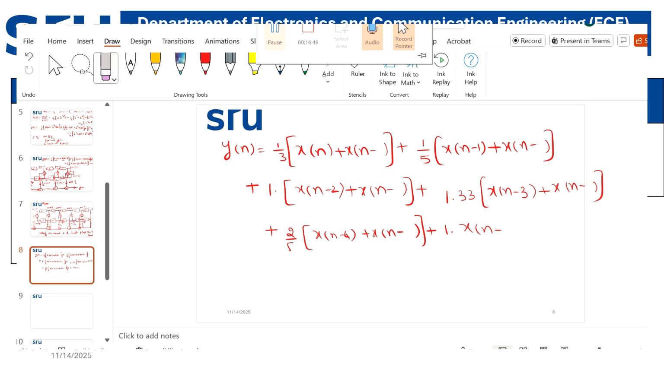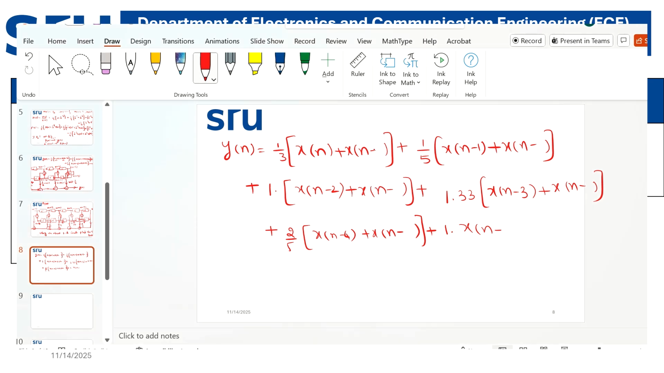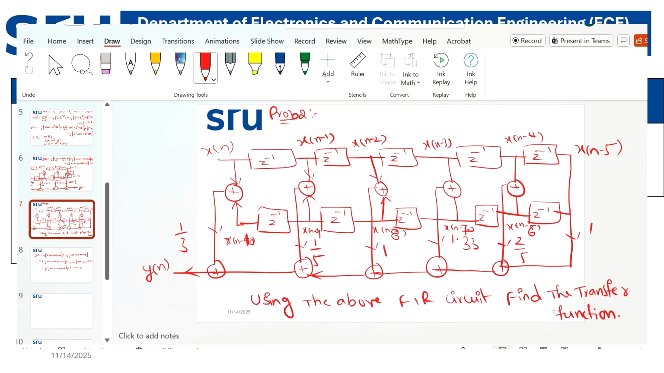So based on the expression, we have to identify how many delay elements there are and what will be the last term. This is x of n minus 10, this is 9, 8, this is 7, it is 6 and the last term is x of n minus 5. So based on the given circuit, x of n minus 5, 4 and x of n minus 5. This x of n minus 5 is multiplied by the coefficient 1. The last one is x of n minus 10.